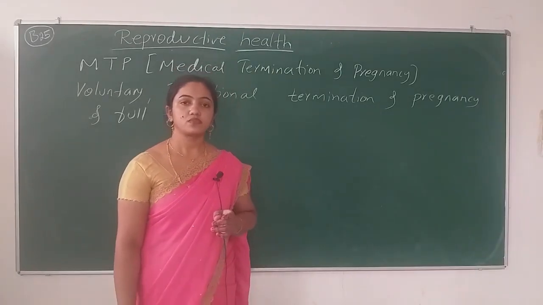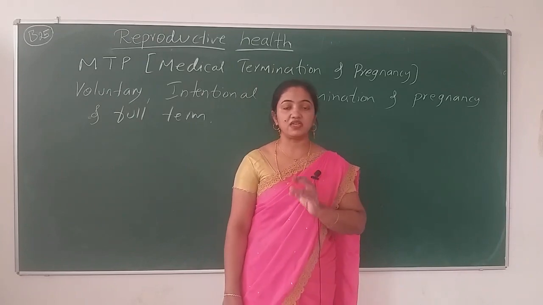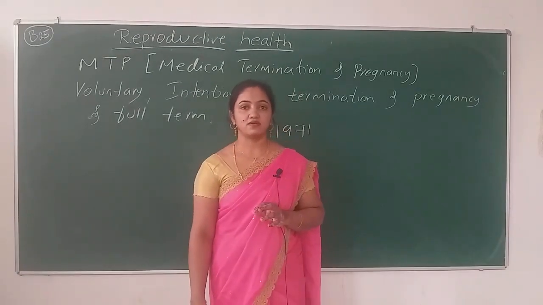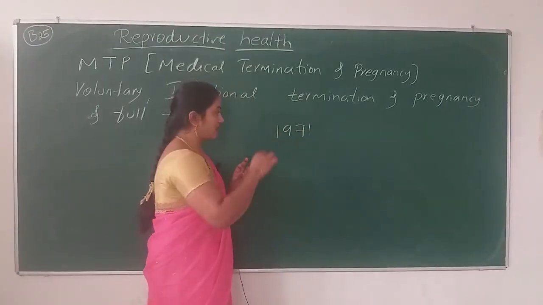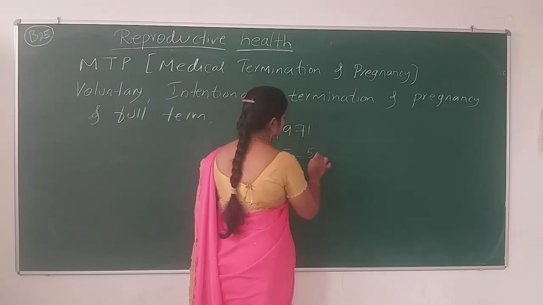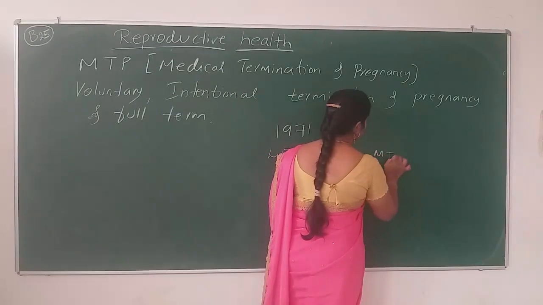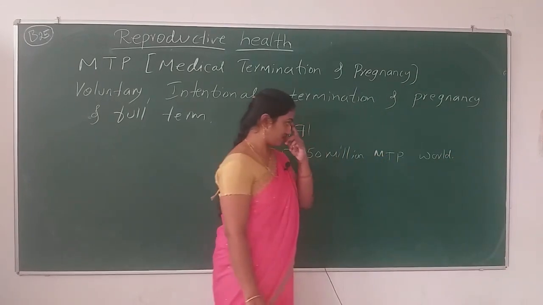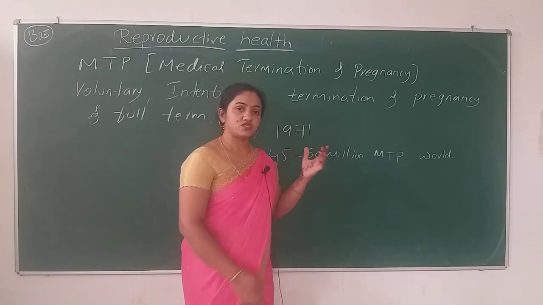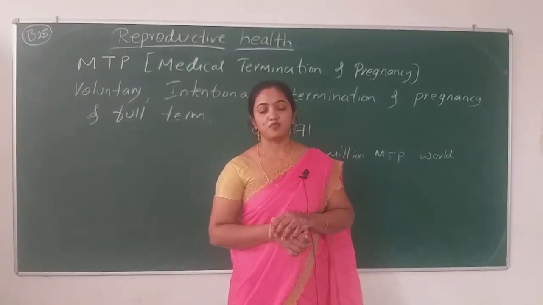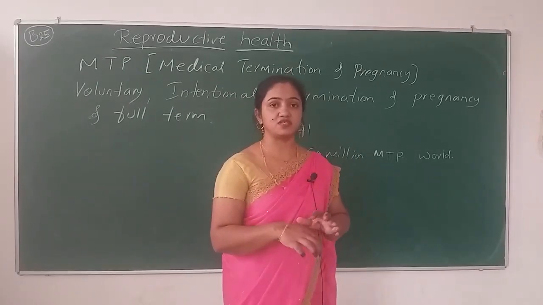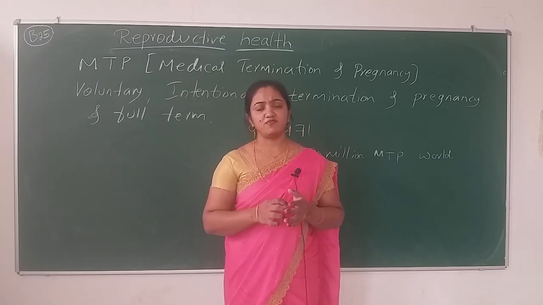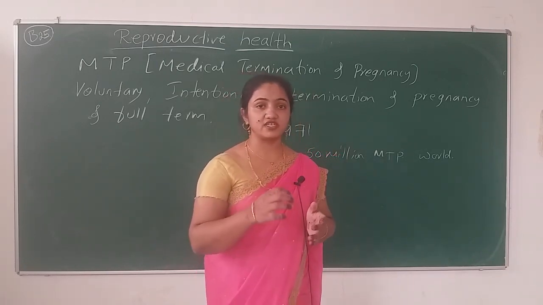We will see that it was first legalized in India in the year 1971. Before that, it was an illegal act. Till today, nearly 45 to 50 million MTPs occur every day throughout the world, not only in India. This is also a procedure which can control the population. Only by doing MTPs is not the proper way, but under some conditions, females have to undergo MTP. In what condition? We will discuss that.